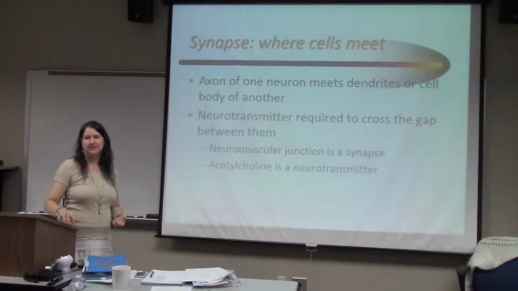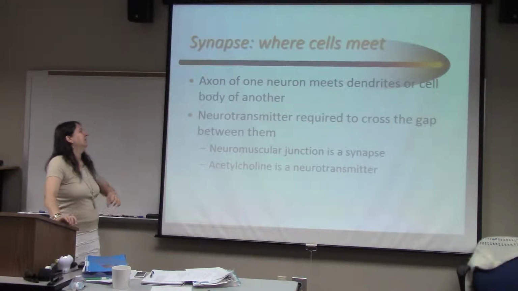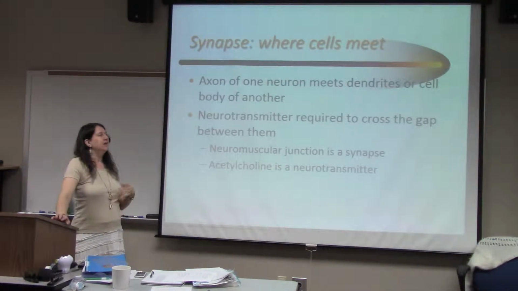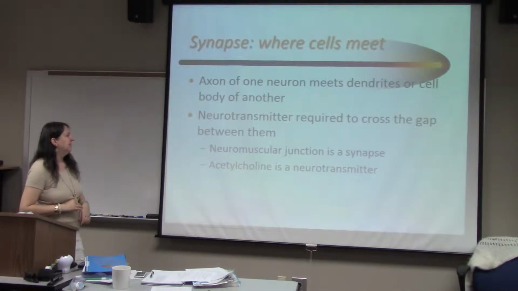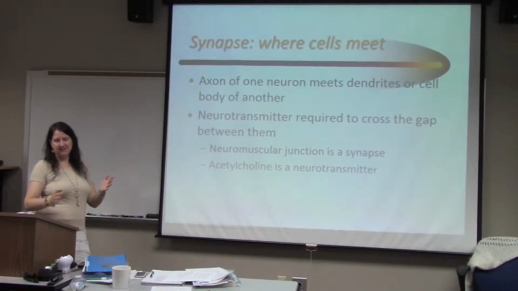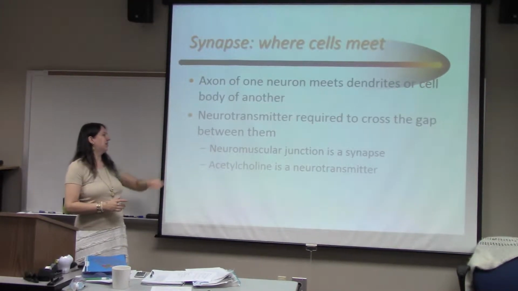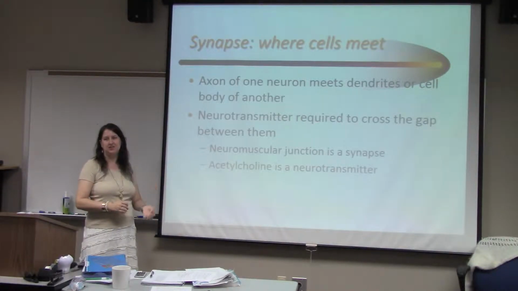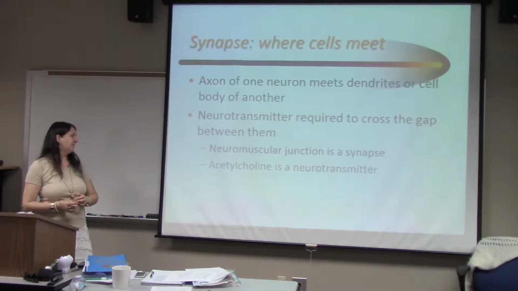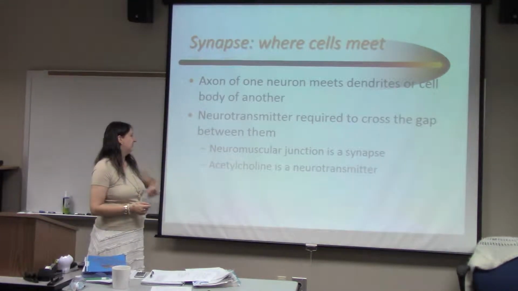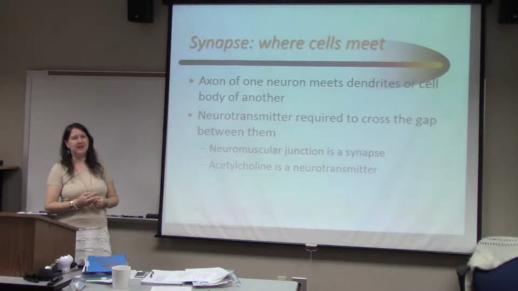Where cells meet is called a synapse. We saw this at the neuromuscular junction. It'll be the axon of one neuron meeting either dendrites or the cell body of another neuron. And we'll review neuron structure and add some more detail to it than what we covered back in tissues. To get across the gap between the two cells, you need a neurotransmitter. That is some kind of chemical secreted by the first cell. And so the example we've already seen, the neuromuscular junction, is a synapse with acetylcholine as its neurotransmitter.